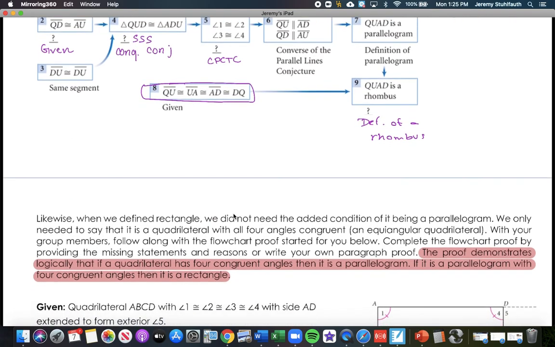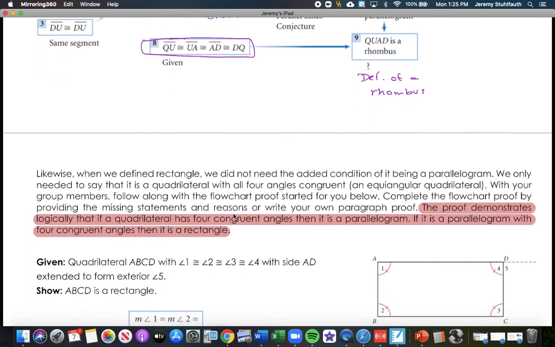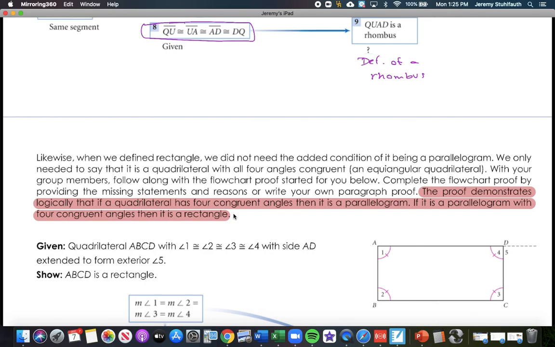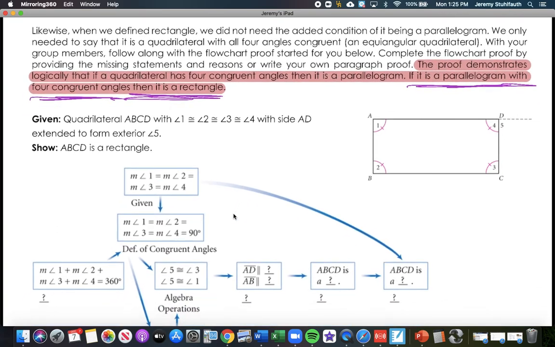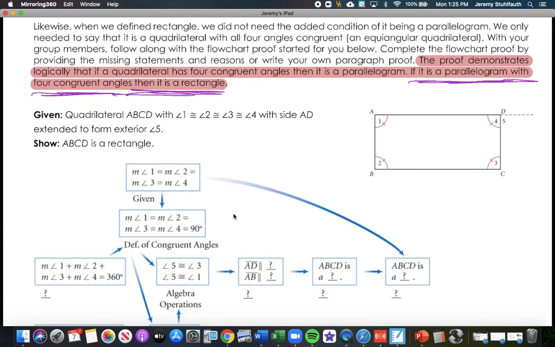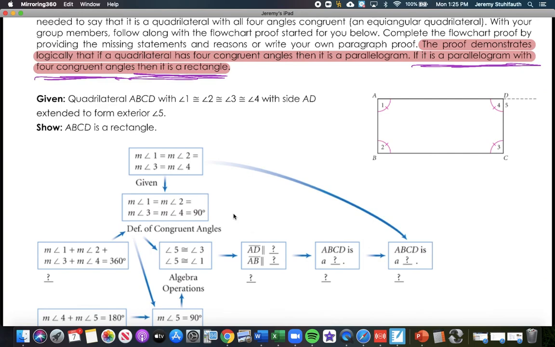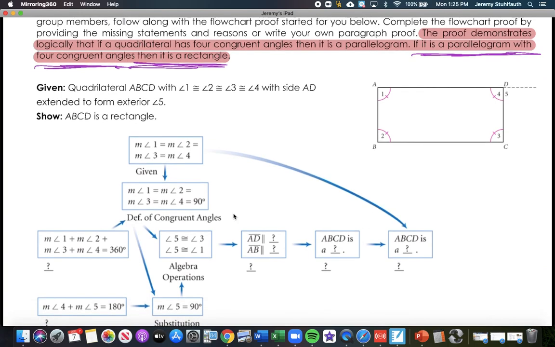Now, the second proof that we're going to look at is where we have a parallelogram with four congruent angles, and we want to prove that it is a rectangle. Okay? So again, we have this quadrilateral ABCD with angles 1, 2, 3, and 4. Those are all congruent angles, with side AD extended to form angle 5.